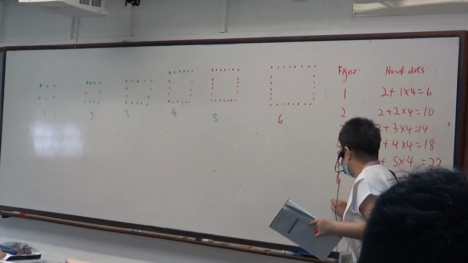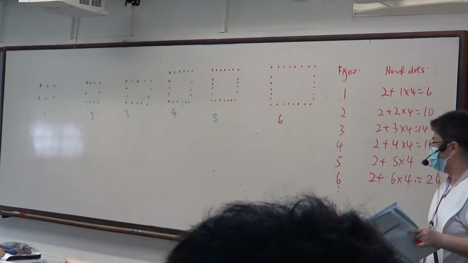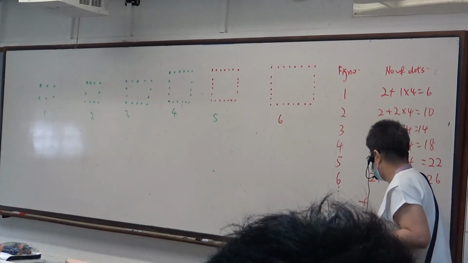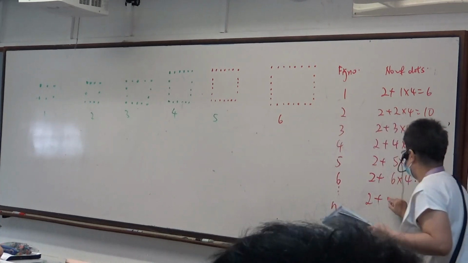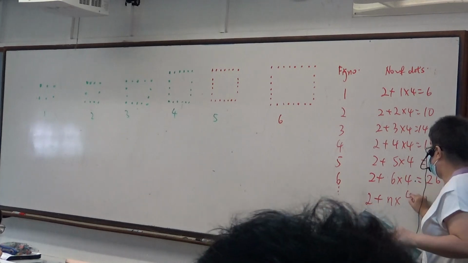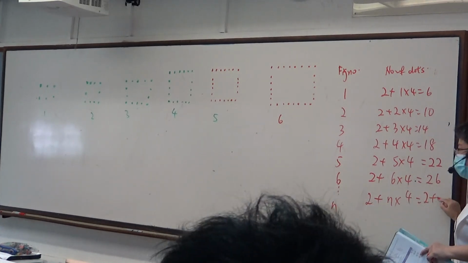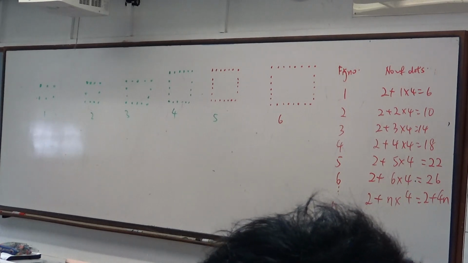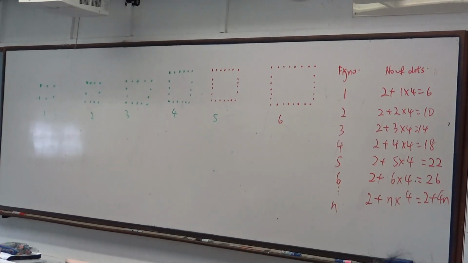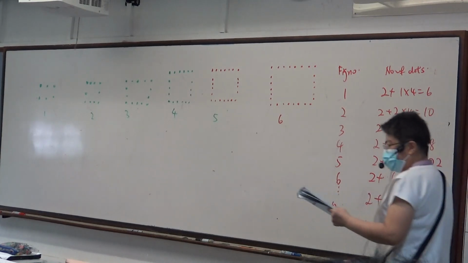Now, what about the next one? That's n. 2 plus n times what? 4, which will be 2 plus 4n. Is everyone clear? 2 plus 4n. Are we okay? I'm teaching you how to answer the questions. Everybody okay? Alright, now next.